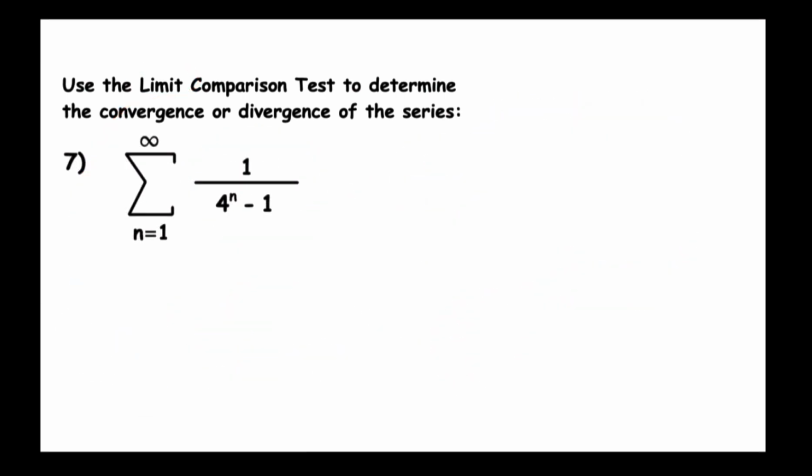All right, a couple more. This is number 7. Again, if this did not have the -1, that would totally be geometric. It would just be 1 to the n over 4 to the n, which is (1/4) to the n. And I know that (1/4) to the n power is geometric, and that is a converging geometric series.